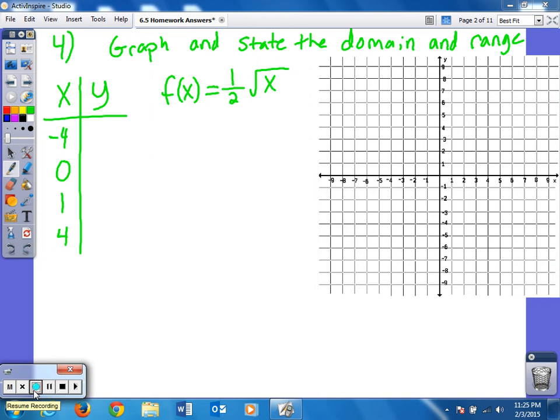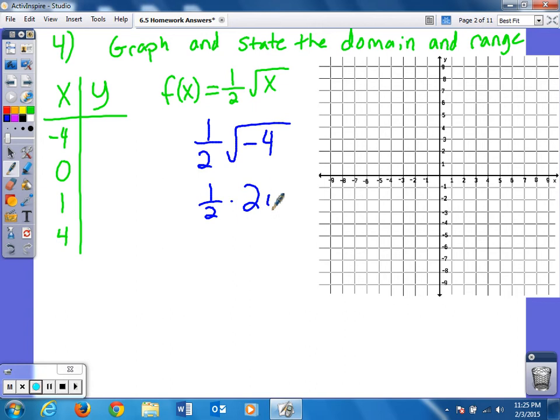I've chosen some nice x values to plug in here, x values that we can easily take the square root of. Now we have the -4 there. I put that there just to show you that it's not in the domain. If we try to plug that in for x, we'll get 1/2 times the square root of -4, so that's 1/2 times 2i, which is i.